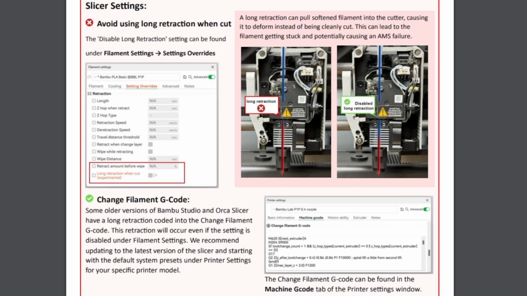As far as the slicer settings go, the only recommendation is to avoid using long retractions, just so that the filament doesn't get pulled up too high when it's semi-soft and then has an issue going back into the hot end, which could lead to a jam.